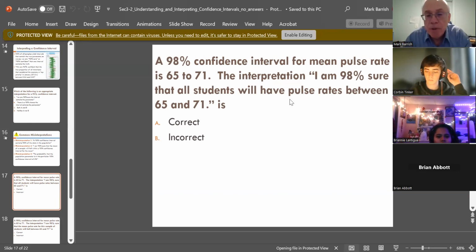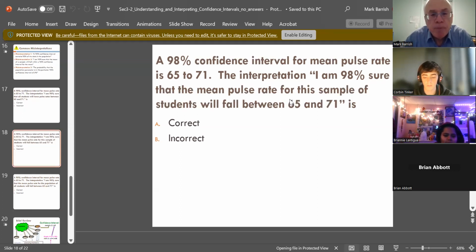The minimum is probably going to be outside the range, and the maximum is going to be outside the range. And you can't say I'm 98% sure. First of all, it sounds like a probability when you say that. And you can't even say that I am 98% sure that 98% of students will have pulse rates between 65 and 71. You can't say that at all. The only thing you can say is I'm 98% sure that the mean of the population is inside that interval. That's what it means. The mean, not all the values, just the mean. That's all we're looking for.